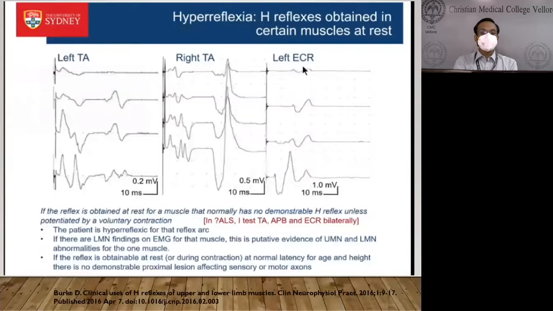So he has done H reflexes in TA in normal people, in patients with ALS and other conditions. Apart from the soleus, he does tibialis anterior, ECR, and APB. According to him, you will not normally get an H reflex at rest in these muscles. But if you are able to demonstrate such H reflexes, which you can see here, and then the subsequent M wave in the right and left TA, this could be taken as a correlate of upper motor neuron dysfunction.